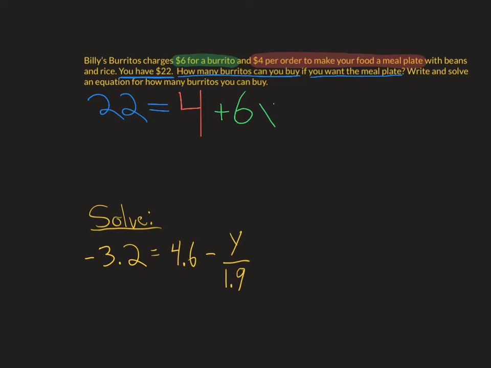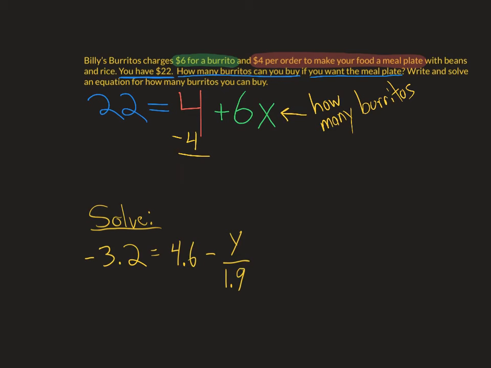So we need to turn this into an equation. We need to add the variable. Okay? That variable is telling me how many burritos I can buy. That's why we put the variable in there. So we're going to solve this to see how many burritos can be bought with $22. There's your equation, and now we solve it just like we solved the other ones.